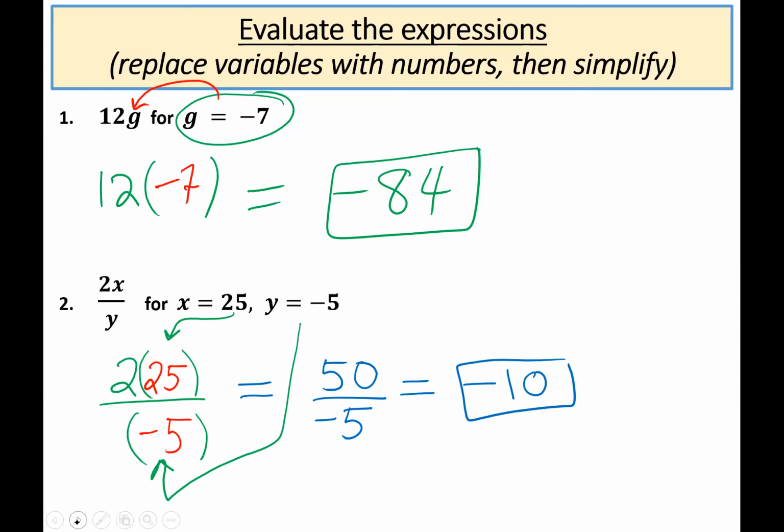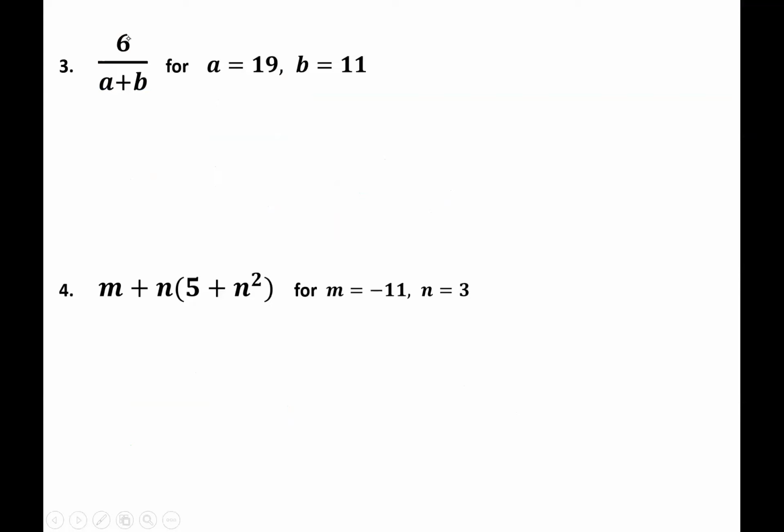All right. Next is number 3. It's a fraction, 6 over a plus b. So a plus b is in the denominator. This time a is 19 and b is 11. Let's rewrite it, 6 over. Instead of a, we'll write 19 plus, instead of b, we'll write 11. So we're rewriting it as 6 over 19 plus 11.